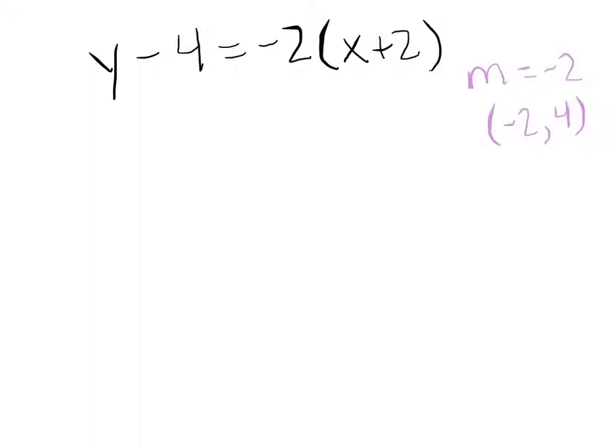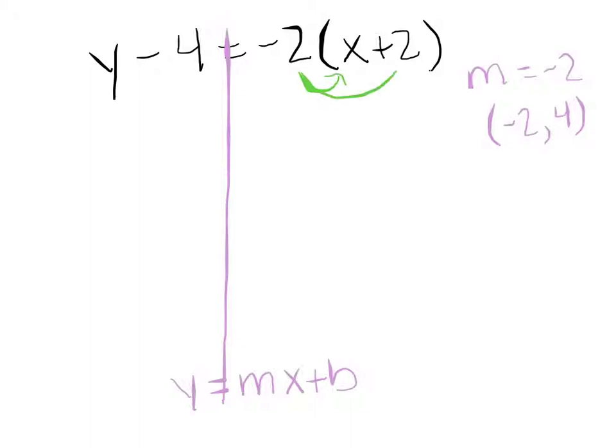Now, our goal in this problem is to get y equals mx plus b, to get slope-intercept form. Draw my line, and I'm going to think, what is wrong in this equation? What is not working for my goal? Minus 4 and those parentheses. I like to get rid of the parentheses first, so I'm going to go ahead and distribute those. We get negative 2x and negative 2 times positive 2, which is negative 4. So now our equation reads y minus 4 equals negative 2x minus 4.